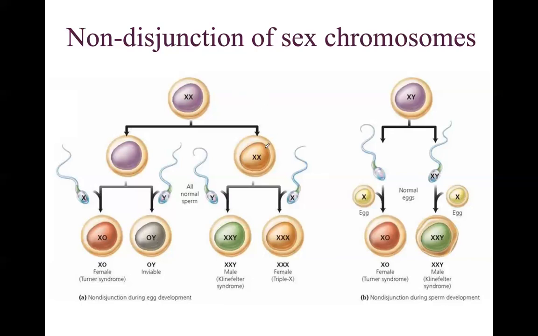Let's go over here on this side. Here, the non-disjunction produced 2 sex chromosomes, an X and an X in that egg. And so over here, we have an XXY. That's our male Klinefelter syndrome, right? We can survive the 2 X's with that Y, but it causes all those problems. Here we have an XXX, a triple X. This is actually survivable too.